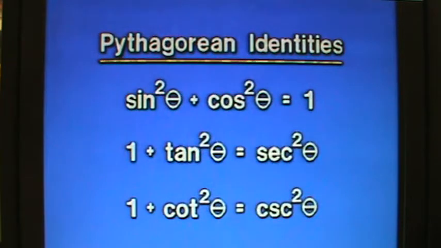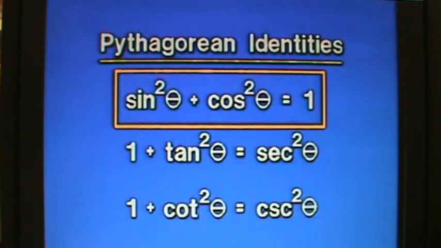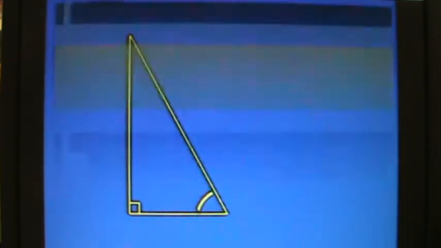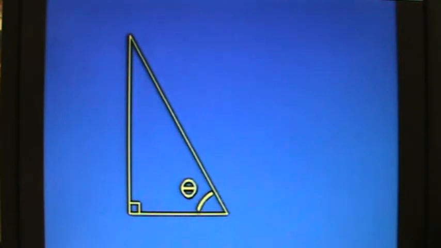Here's another group of identities, the Pythagorean identities. Now, let's take the top one here and consider where it might have emerged from. They're called Pythagorean identities for this reason. Consider a right triangle, and from the perspective of this angle, which we'll call theta, here's the opposite side, the adjacent side, and the hypotenuse.